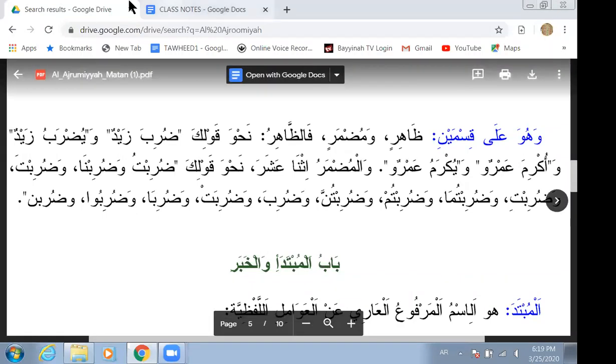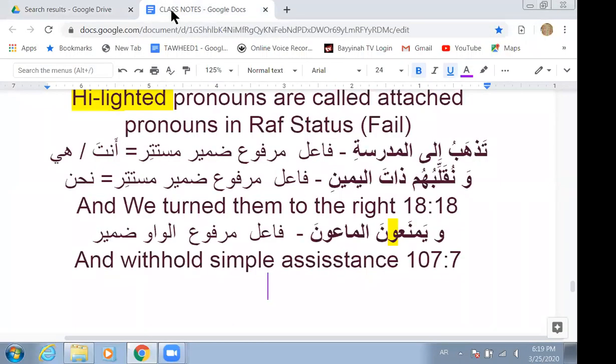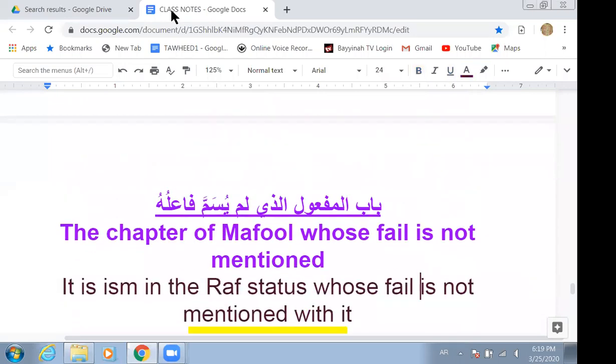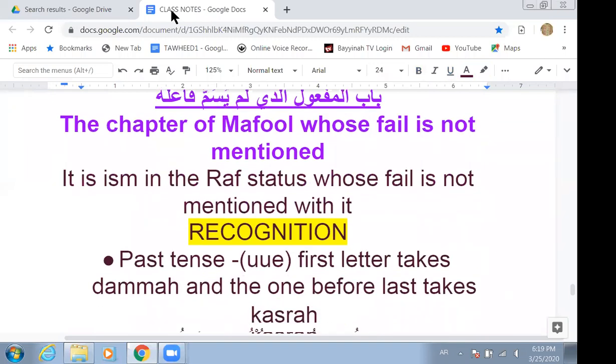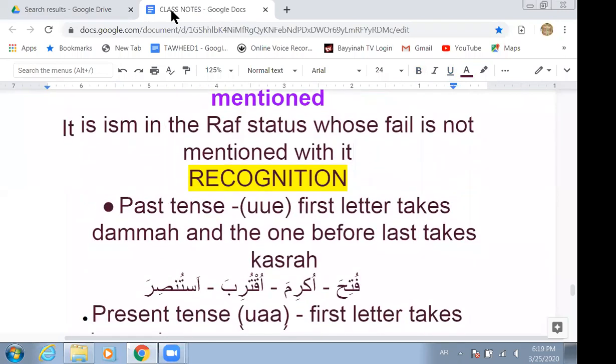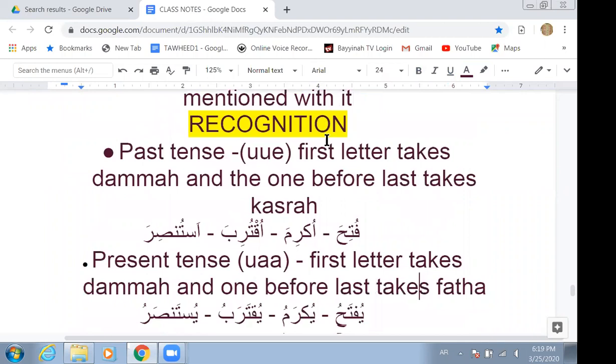So let us discuss this in the notes. Yes, so we said that this is the chapter of the maf'ul whose fa'il is not mentioned. It is the ism in the rafa status whose fa'il is not mentioned. We have discussed this already. Then for the past tense, what they are saying is that the first letter will take a dhamma and the one before last, or the second last, will take a kasra. And a few examples we have discussed.